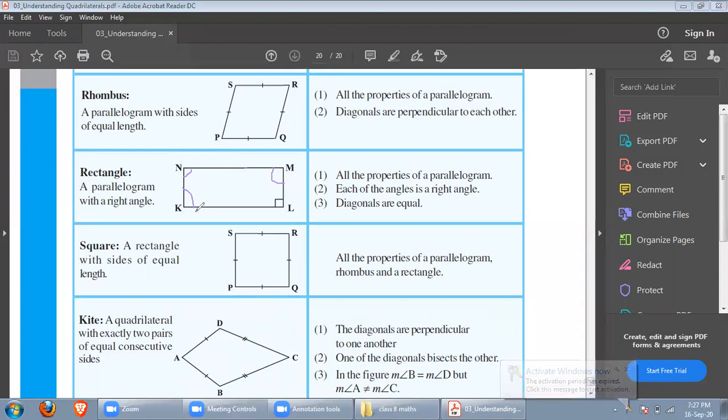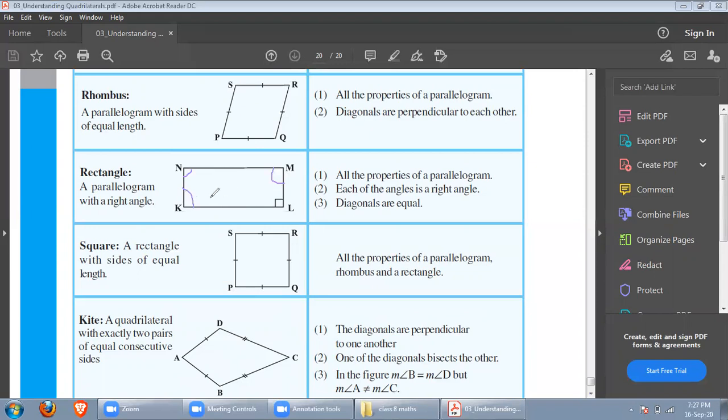In a rectangle, the opposite sides are parallel. That means KL is parallel to MN, NK is parallel to LM. At the same time, KL equals MN and NK equals LM, because this is a parallelogram, so the opposite sides are equal as well as parallel to each other. But the additional property is that one of the angles is 90 degrees. That means all the four angles are 90 degrees automatically.